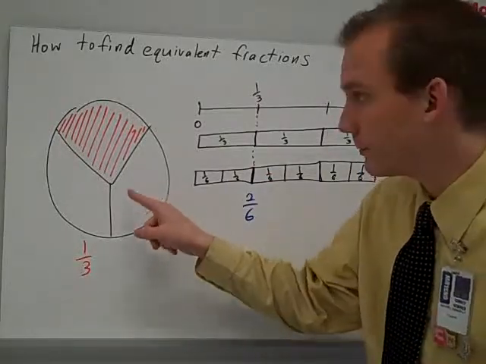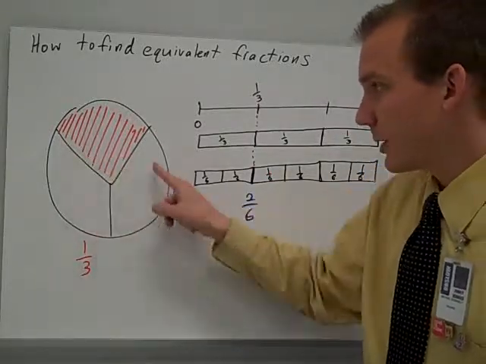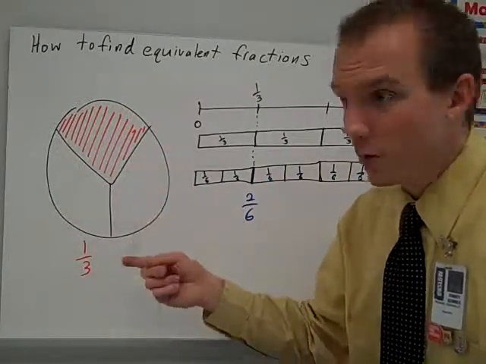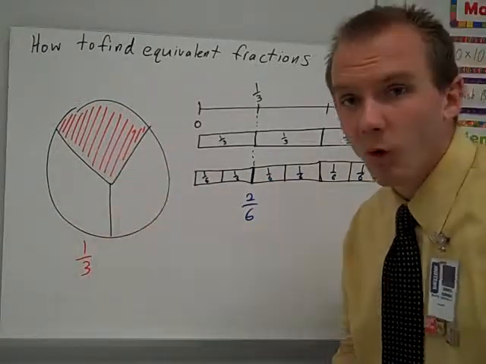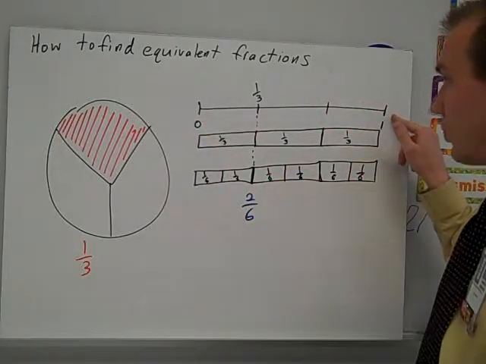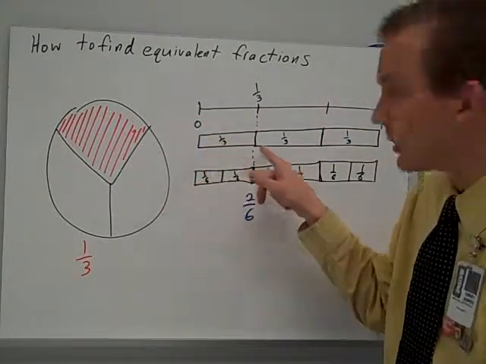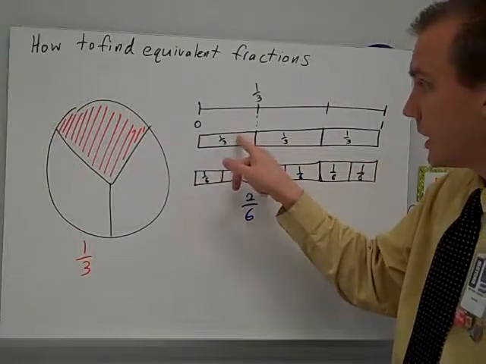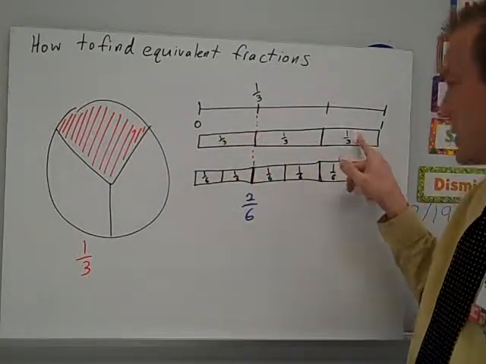Let's start with 1/3. In this circle, we're going to pretend that all three of these sections are equal. So the red section is 1/3. What's equivalent to that? Let's draw a number line from 0 to 1, and I use my fraction strips to lay out 1/3, 2/3, and 3/3.